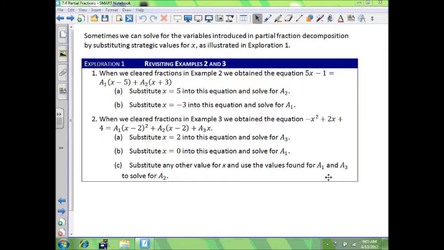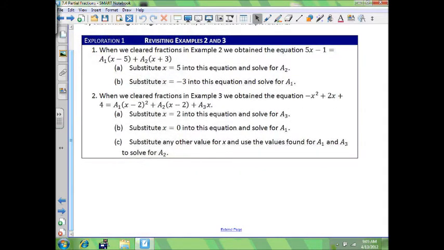In our example, though, I used a and b, so I used a for a1 and b for a2. It gets you the same exact result. Now, when I put x equals 5 and solve for a2, this is what you'll get. 5 times 5 minus 1 is equal to a sub 1 times 5 minus 5 plus a sub 2 times 5 plus 3.